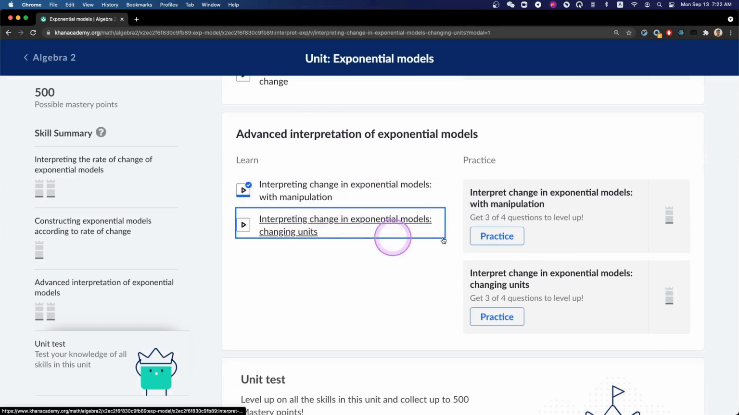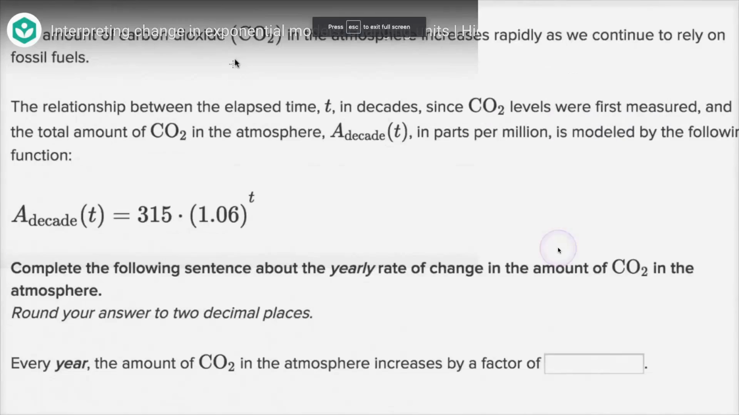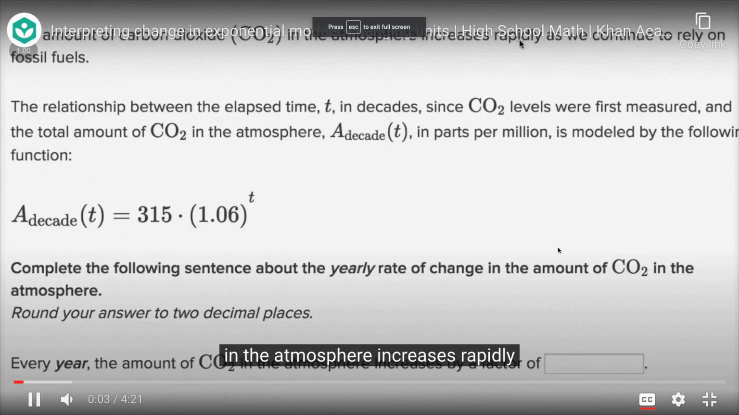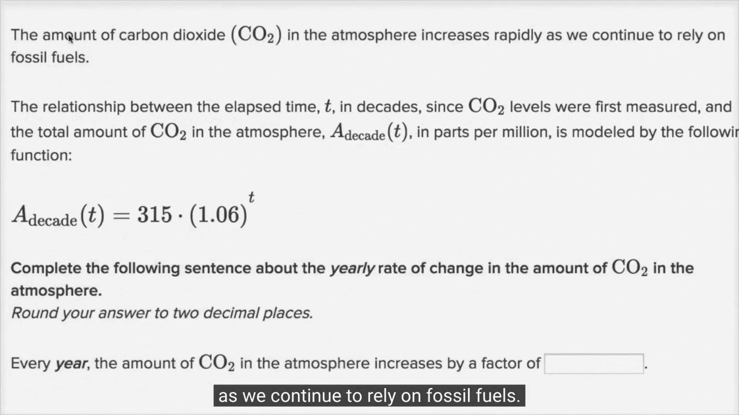The last one, let's get into it. The amount of carbon dioxide, CO2, in the atmosphere increases rapidly as we continue to rely on fossil fuels.